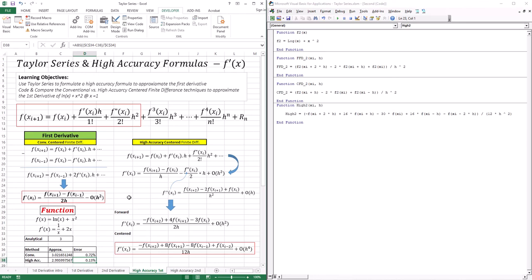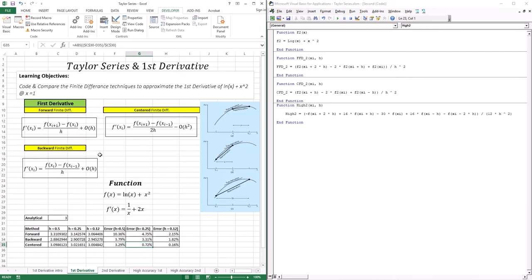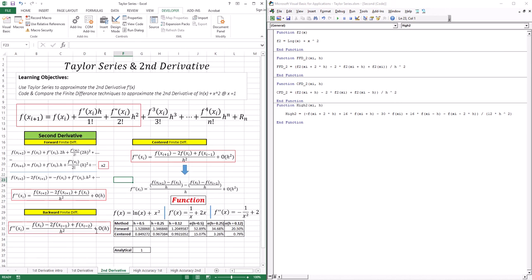So in this lesson, we're gonna deal with another class of formulas called the high accuracy finite difference formulas. And the reason I'm calling them high accuracy is because it distinguishes them from the formulas that we dealt with thus far. The ones that we dealt with thus far are the conventional finite difference formulas, or the ones that are commonly used. And those are the forward, backward, and centered for the first derivative, and of course the forward, backward, and centered for the second derivative.